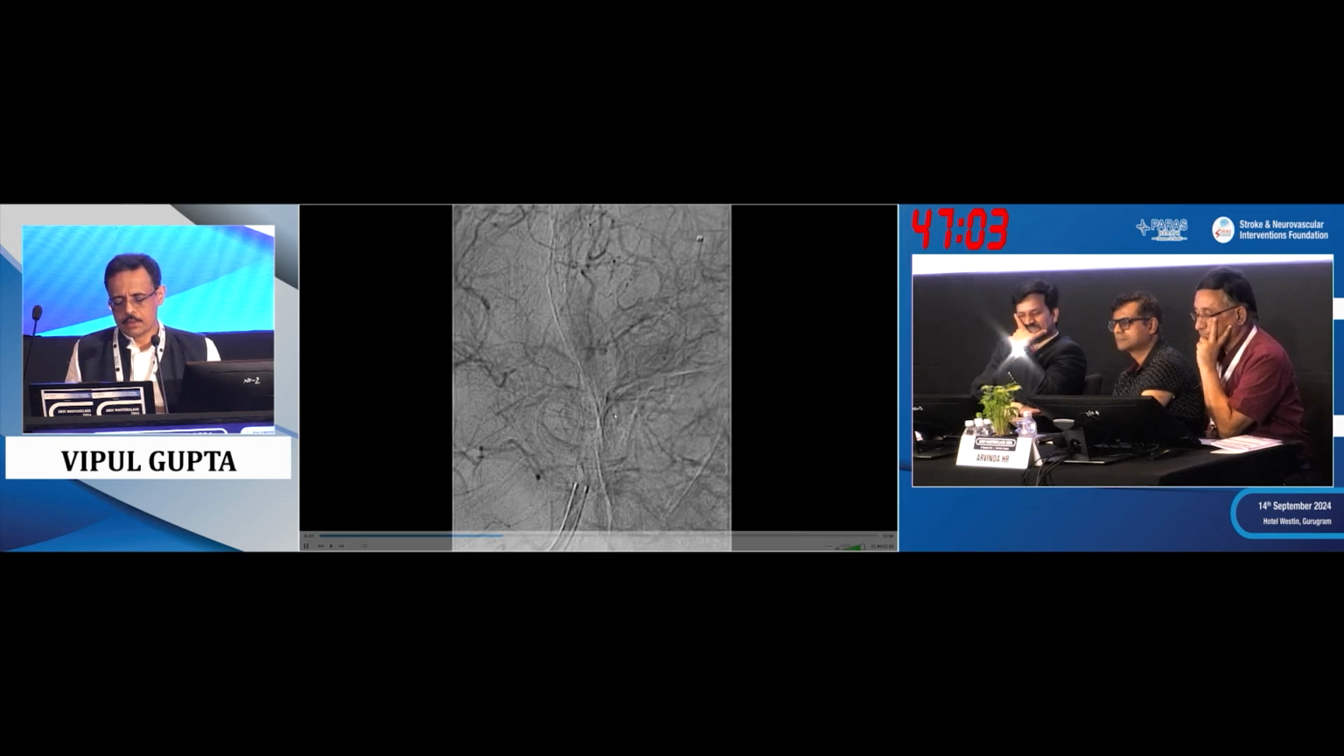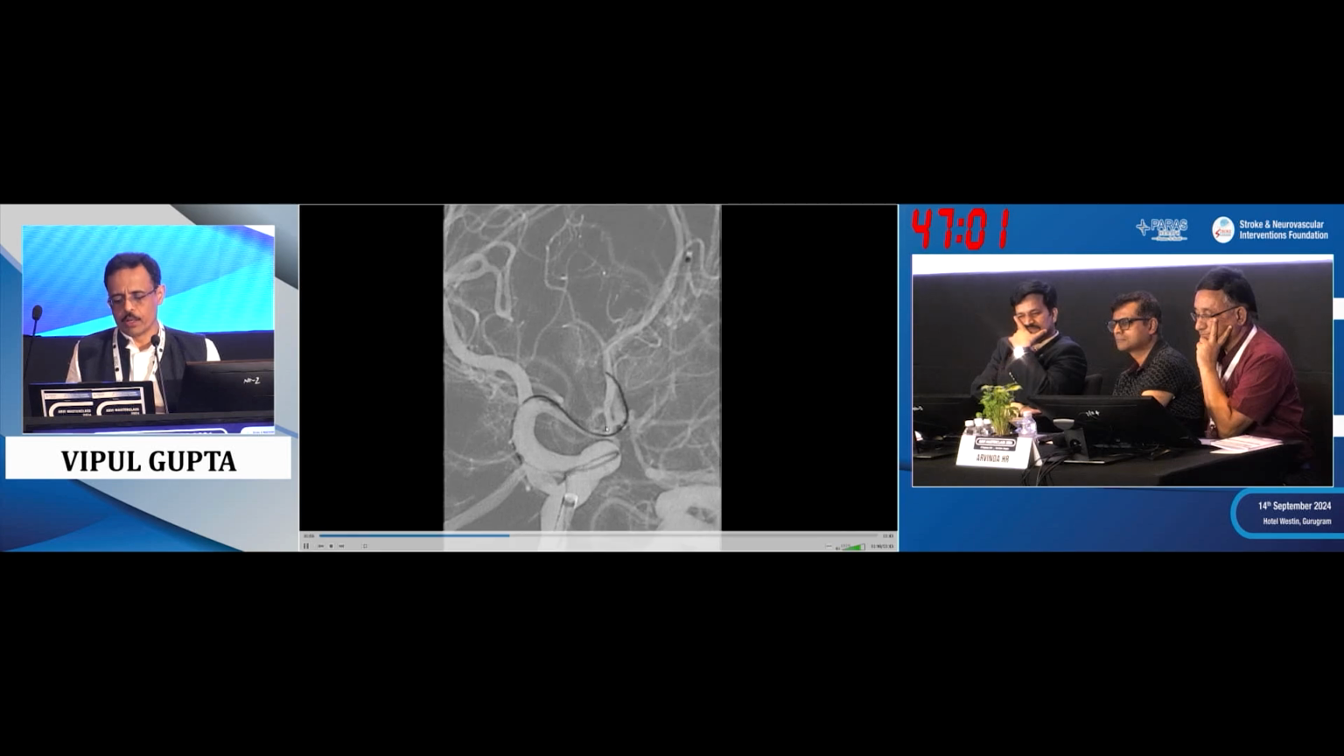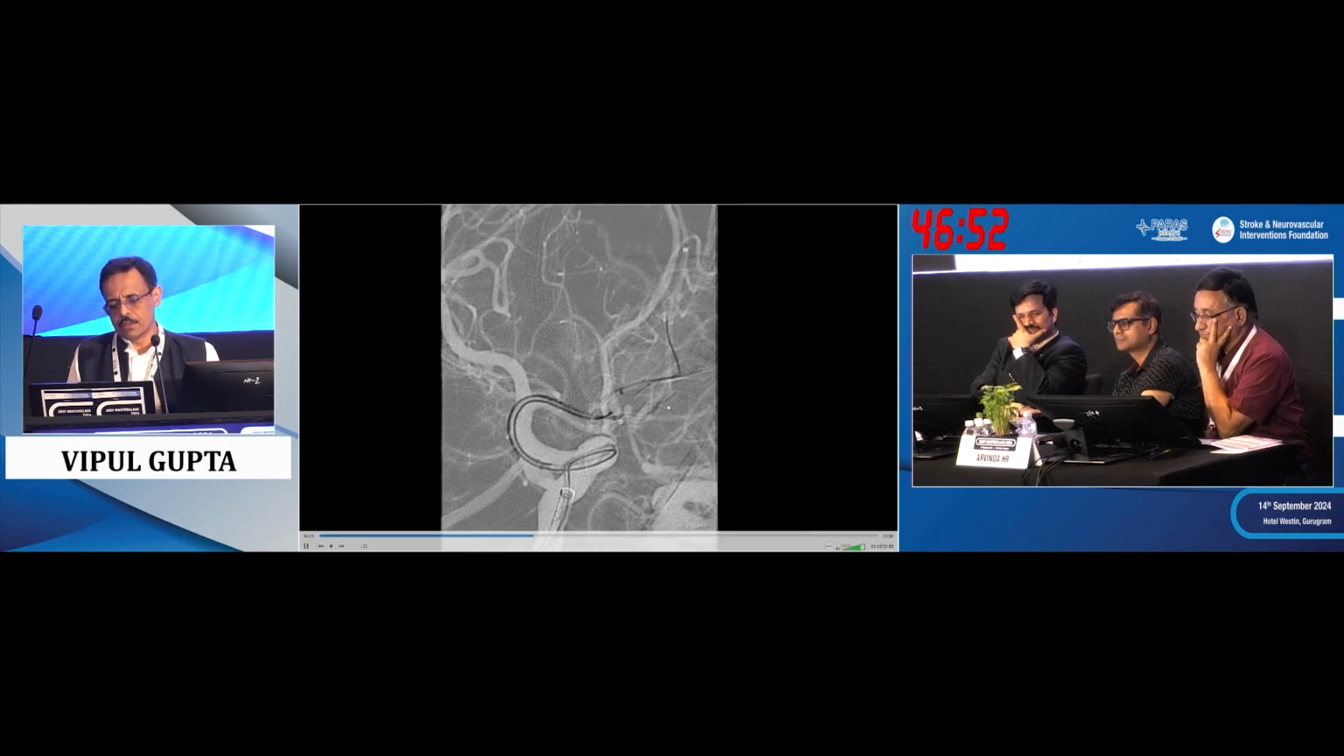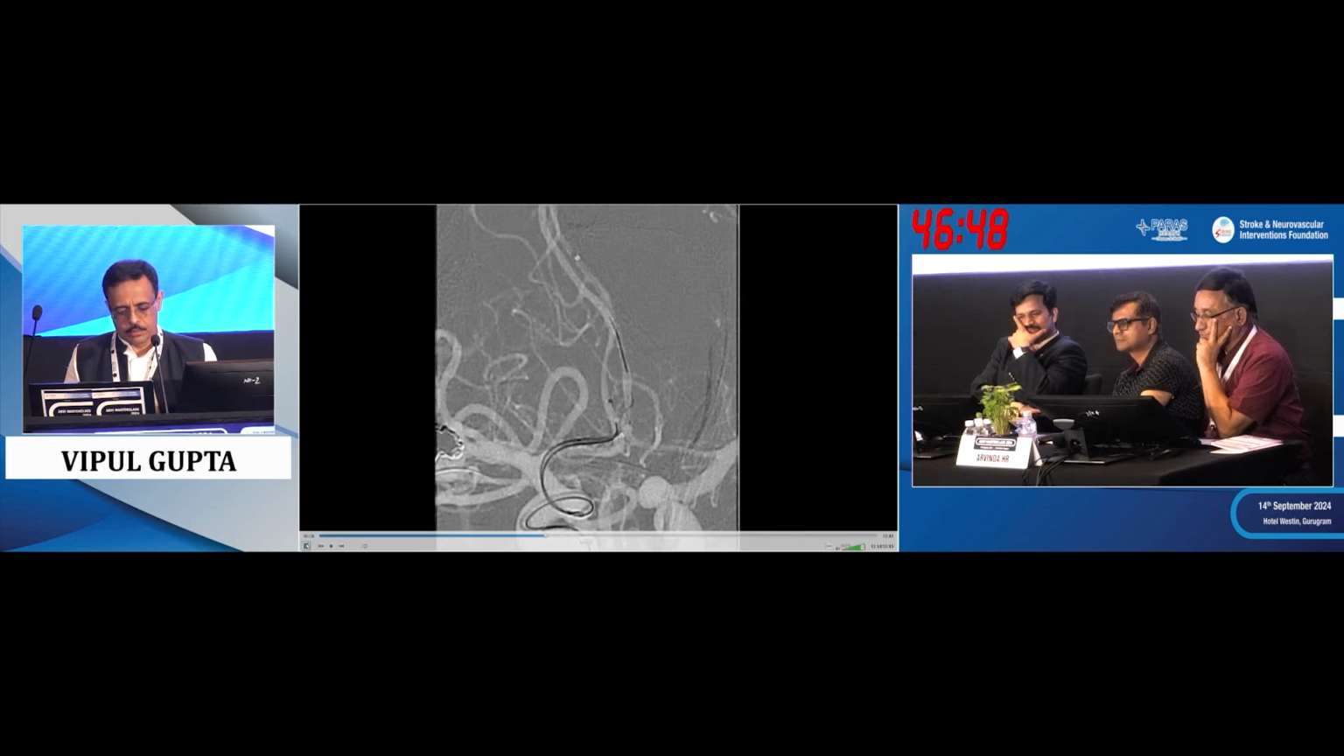And then the coiling micro, which we have taken into the right A1. So I've never tried to catheterize this aneurysm. We have done quite a few of such cases. So then we have deployed a baby Leo, and once we have deployed it partially, I drop it down.